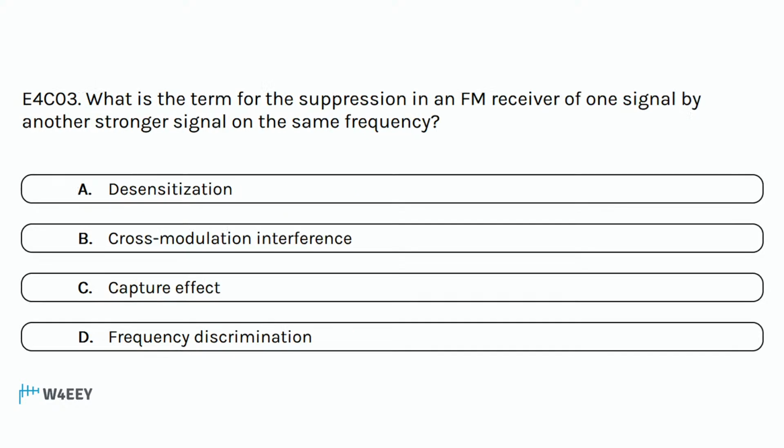Yes. And what is the term for the suppression in an FM receiver of one signal by another stronger signal on the same frequency? What is that called? Alpha. Not alpha. That's called C, the capture effect of the discriminator. So 2 signals on the same frequency, it's only going to receive the stronger of the 2.